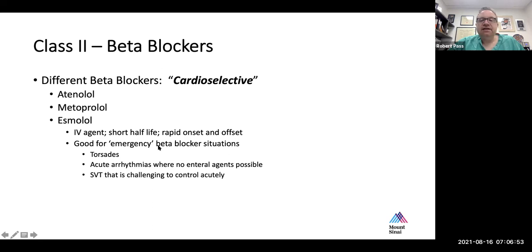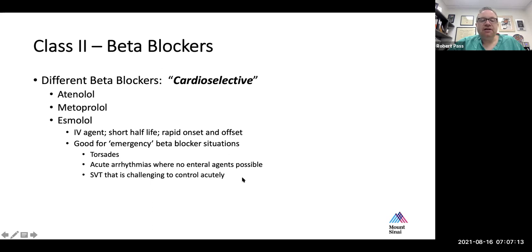It's generally a sort of emergency beta blocker, so it's good for patients who are in torsade. It's generally good for arrhythmias where no enteral agents are possible, and it can sometimes be used by some to control SVT acutely.